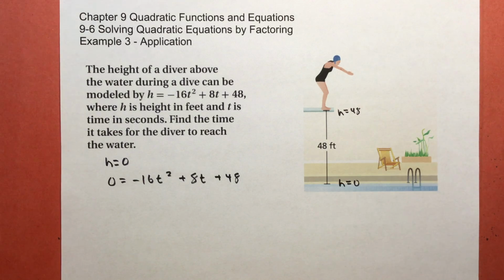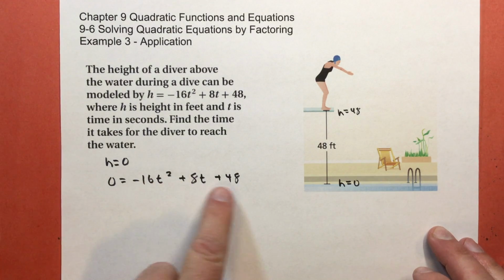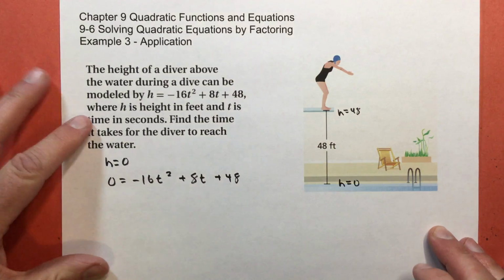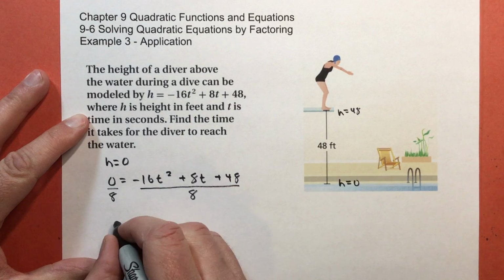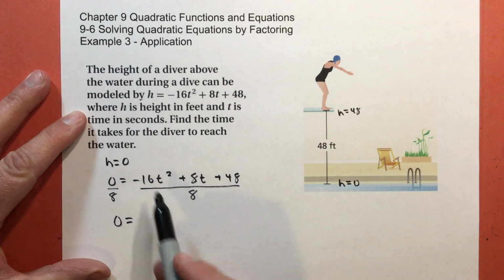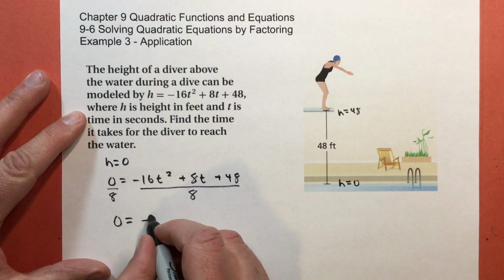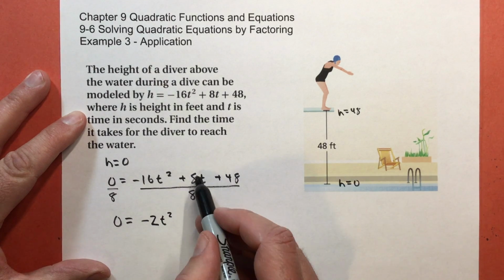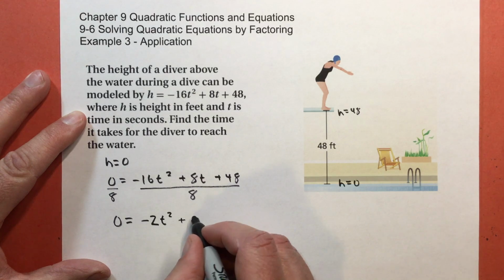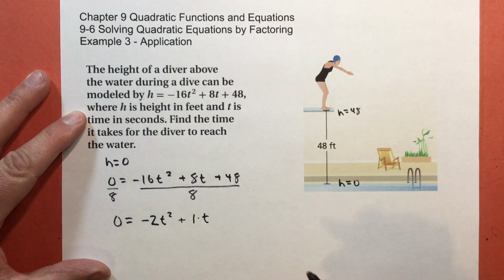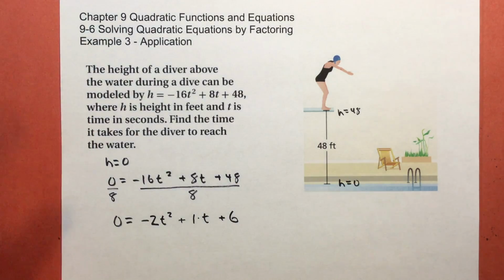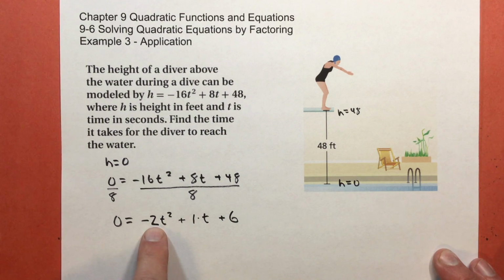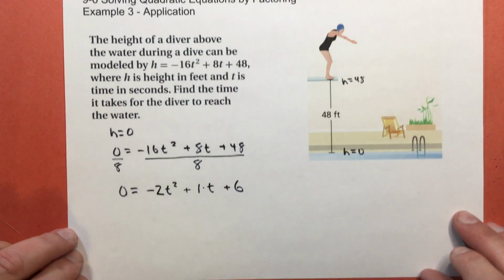The first thing I notice is that I have multiples of 8. I have a common factor of 8. So I'm going to divide both sides by 8. 0 divided by 8 is still 0. Negative 16 divided by 8 is negative 2, so I get negative 2t squared. 8 divided by 8 is 1, so that's just 1t. I'll put the 1 in there, show the hidden 1. And then 48 divided by 8 equals 6. Okay, so those numbers are a little bit nicer, a little bit smaller, but still I've got this negative 2 here, which gives me that diamond factoring that I'm going to need to do.